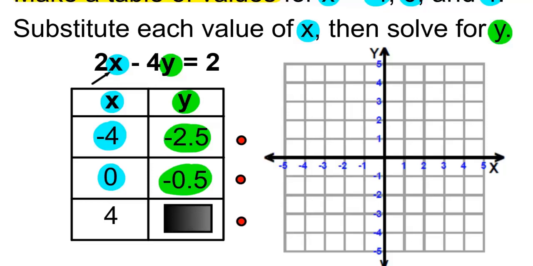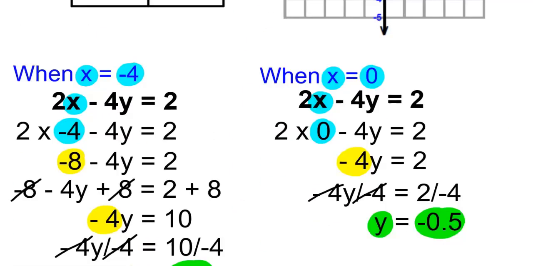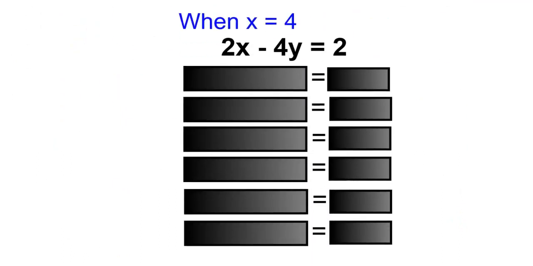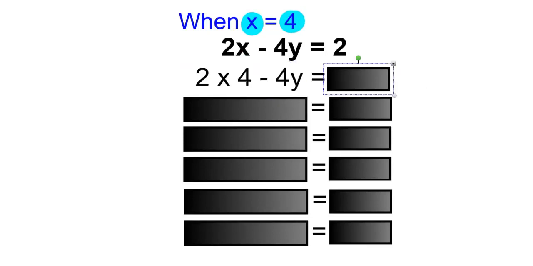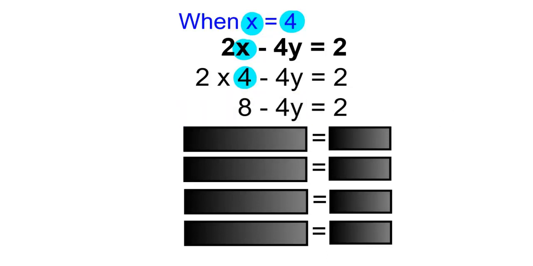And our last plotted point will be x is equal to 4. So when x is equal to 4, we'll replace the x with 4 and solve for y. 2 times 4 minus 4y equals 2. 2 times 4 is 8. So 8 minus 4y equals 2. To remove the 8 from the left-hand side of the equation, we have to subtract 8 from the left-hand side, which means we subtract 8 from the right-hand side as well.